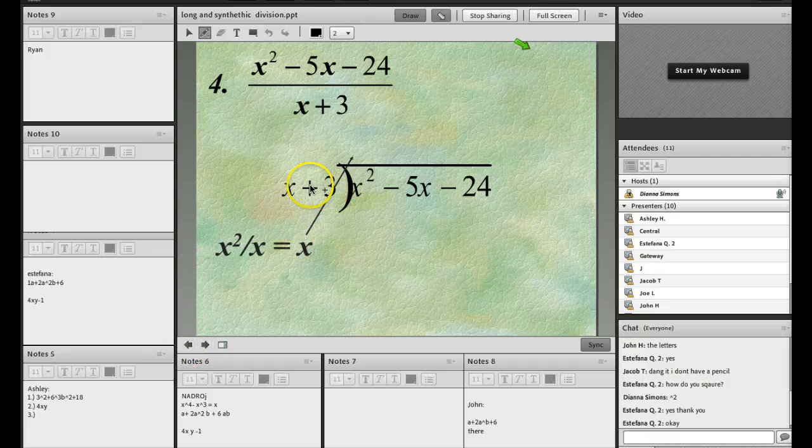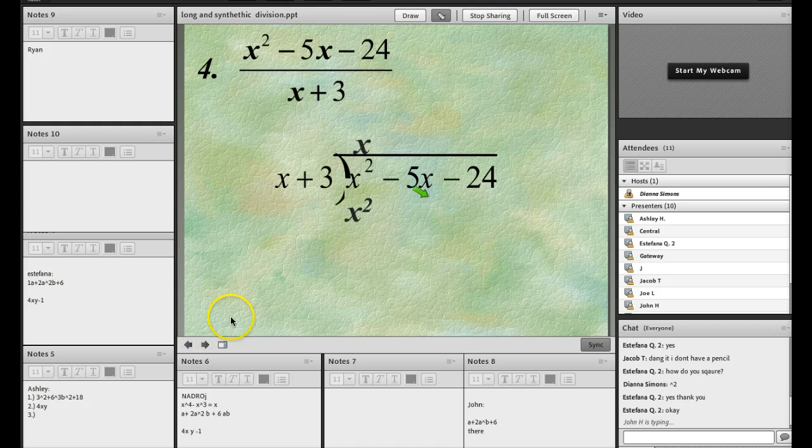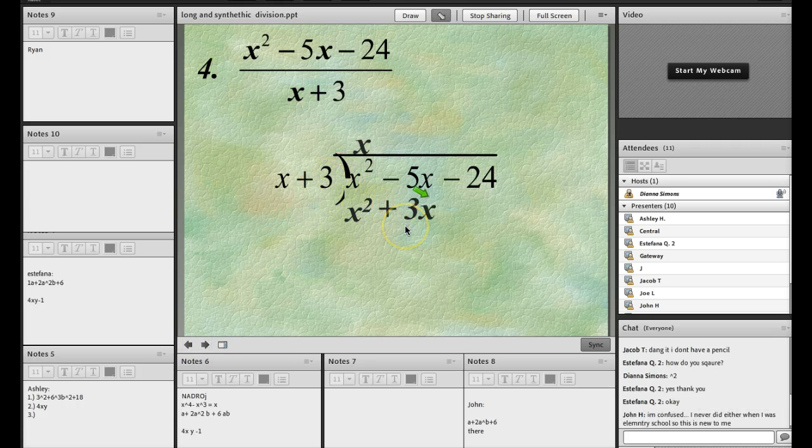So the first thing we're going to do, one of the main things that you do, is you mainly look at just the x. What do I multiply x by to get x squared? Or I'm dividing x squared by x, so I get an x, right? Okay, so we put that x up there. You can either put it here. I usually put it above the same term, but it doesn't matter where it goes, okay? All right, so x times x is x squared. x times 3 is 3x.